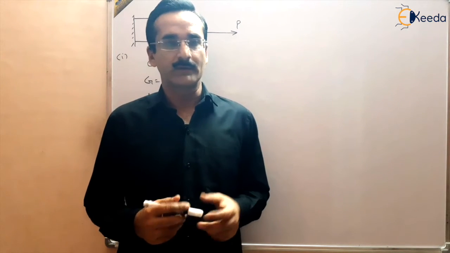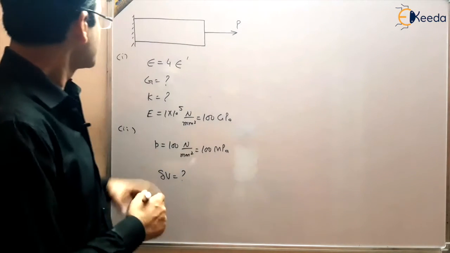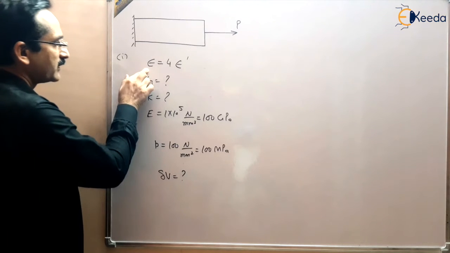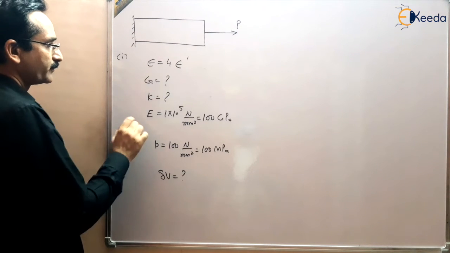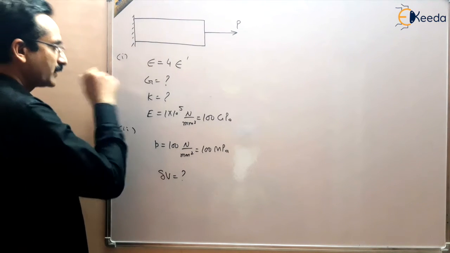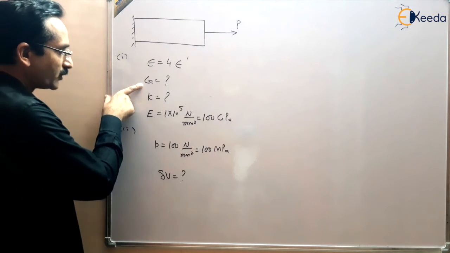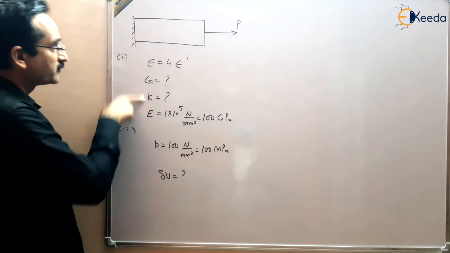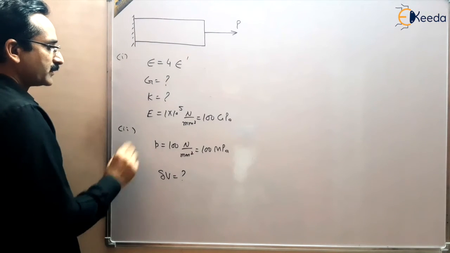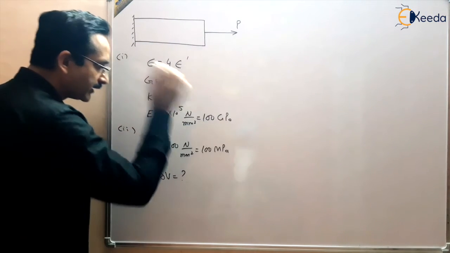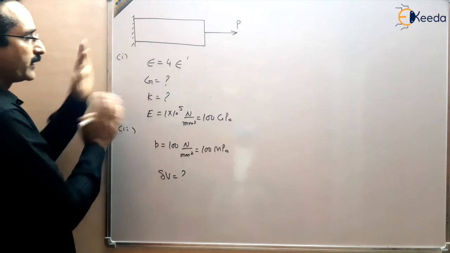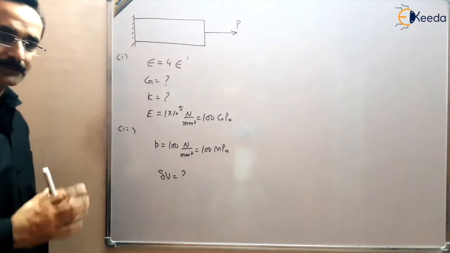In this question, there is a bar for which the longitudinal strain is 4 times the lateral strain. Means linear strain is 4 times the lateral strain, and we have to find out the modulus of rigidity and bulk modulus of this material if the modulus of elasticity is 100 gigapascal. This we have to find out in the first part of this question.